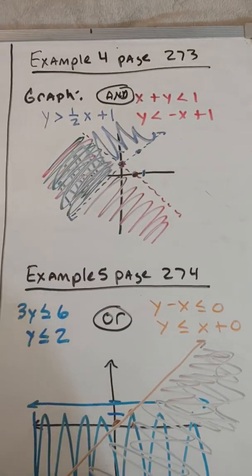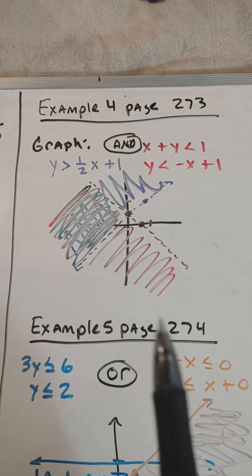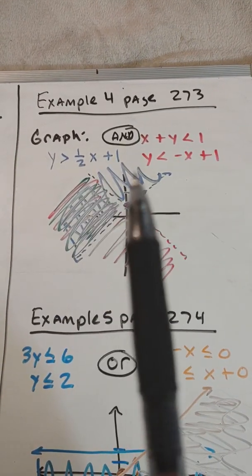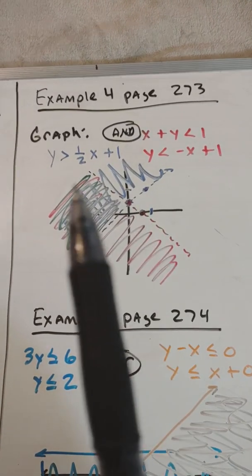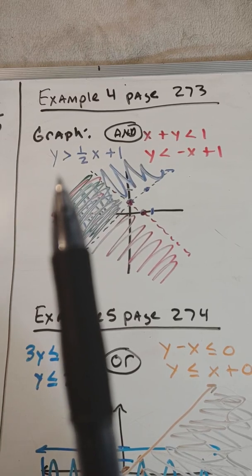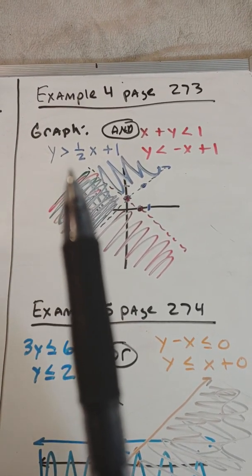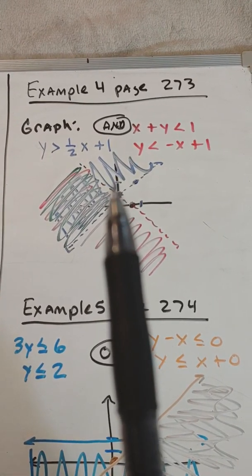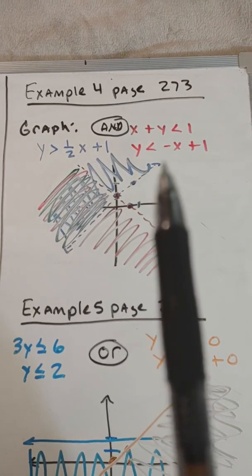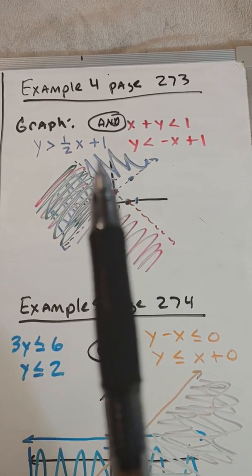Now we come into a system of inequalities. So here we're graphing two equations with the word and. Remember, the word and means intersection. The first one we don't have to change, it's already in slope-intercept form. It says y is greater than 1/2 x plus 1. There's my 1. I'm going up 1 and over 2. There's my line. It's a dashed line, and I'm shading everything above it.